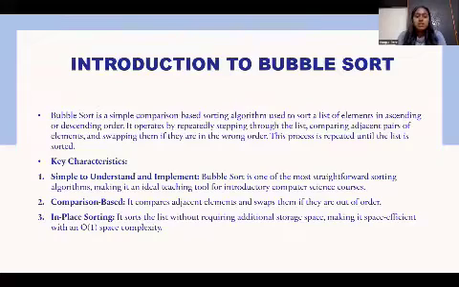Key characteristics: simple to understand and implement. Bubble sort is one of the most straightforward sorting algorithms, making it an ideal teaching tool for introductory computer science courses. Comparison based: it compares adjacent elements and swaps them if they are out of order. In place sorting: it sorts the list without requiring additional storage space, making it space efficient with O(1) space complexity.